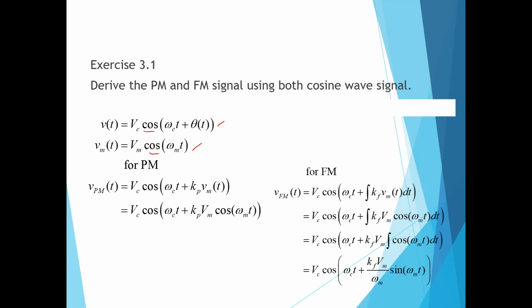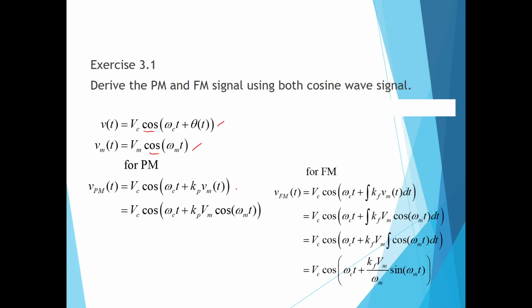So no problem, don't worry about that. Okay, we will give you the specific equations. So from there you need to do the calculation. Okay, so this example asks you to derive the vPM(t).